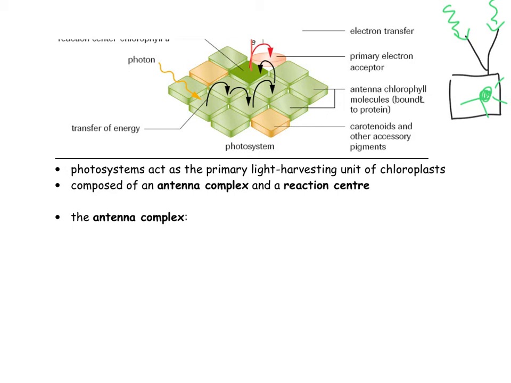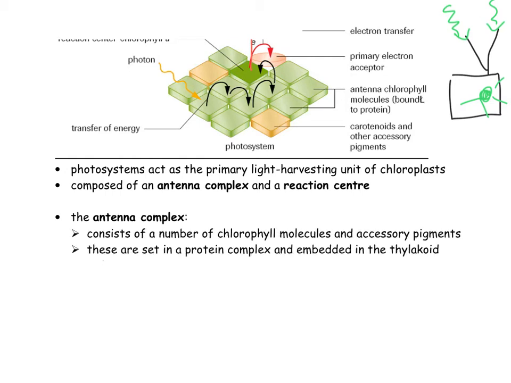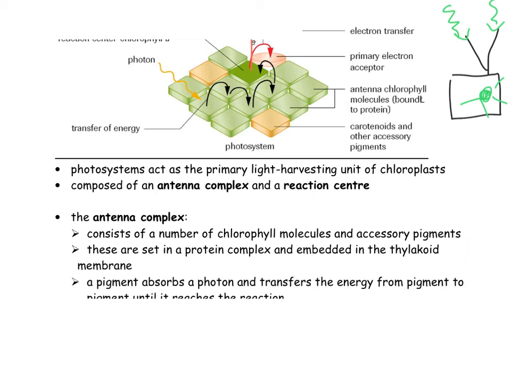So I want you to take a minute to think about what the antenna complex is in terms of its structural components and what its function is before we move on. I'm hoping what you thought about was that the antenna complex is going to be composed of a bunch of different chlorophyll molecules and all of those accessory pigments that we discussed. So for example, the carotenoids, the xanthophylls, and so on and so forth. And they're going to be embedded in that thylakoid membrane. And their job is to basically absorb and transfer energy from pigment to pigment until it eventually reaches that reaction center.